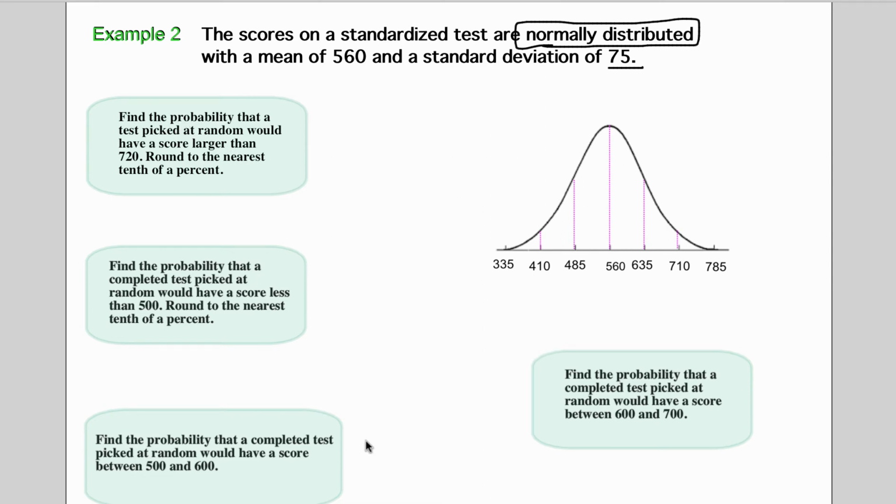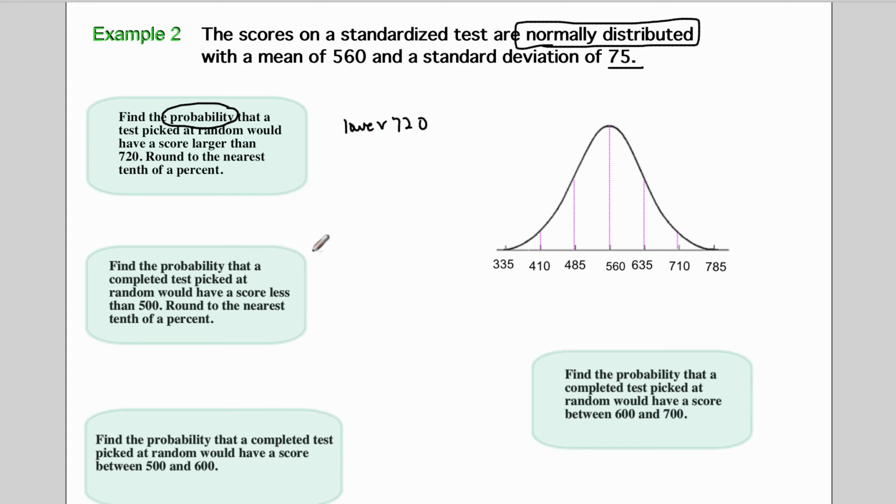Find the probability. Ooh, probability. That means we're looking at a percentage, part of this bell curve, that a test picked at random would have a score larger than 720. So that means my lower bound is 720.